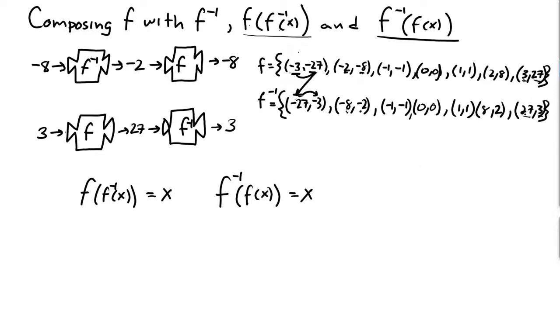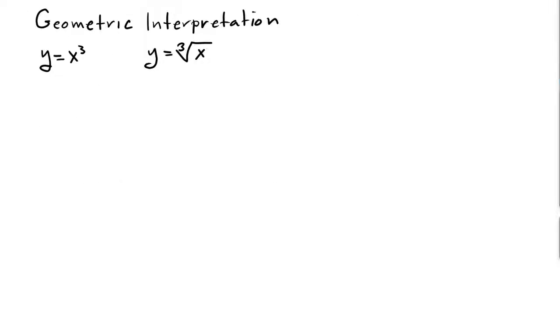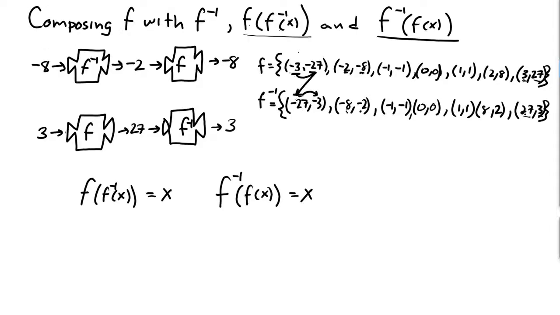Now before I get into any more algebra, I want to take a look at a geometric interpretation. What does it mean geometrically for two functions to be inverses? Now this little function that I set up here with the points is kind of obvious. I wasn't trying to hide anything.